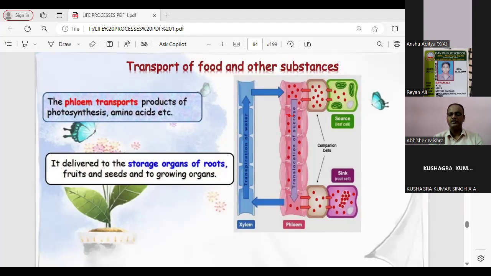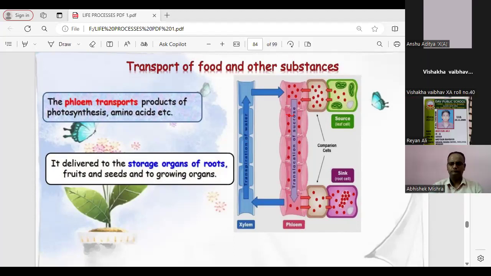Anshu, you have also raised your hand. Anshu, unmute yourself. Yes, sir. In xylem, no energy is used, and in phloem, energy is used in the form of ATP. Fine, in the form of ATP. Good. Very good. All of you have given the correct answer.